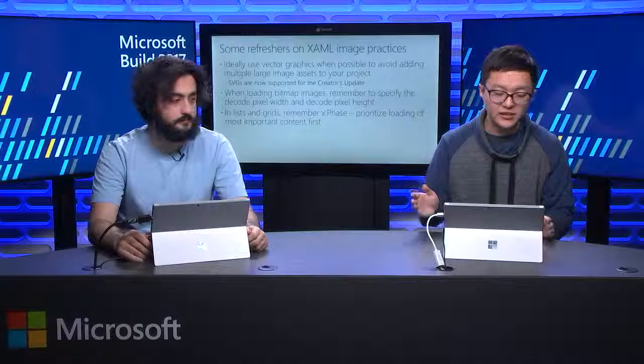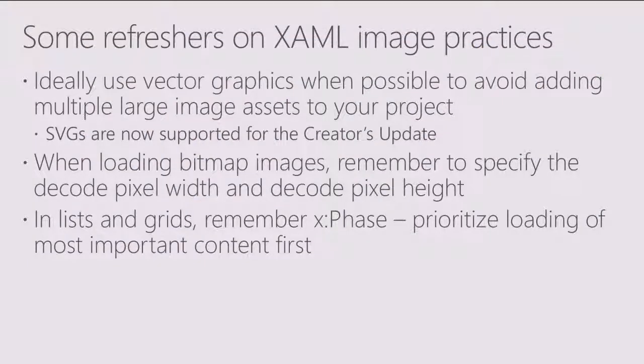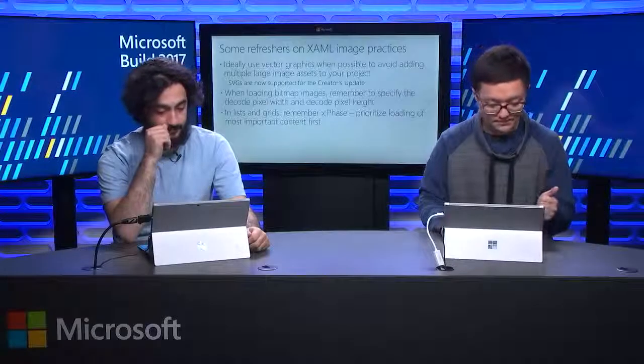And then finally, this is just a reminder of previous features that we've added, but when you're using lists and grids, remember x:Phase. You want to prioritize loading of the most important content first. So x:Phase, x:Bind can be used in conjunction with everything that we've mentioned before in this talk, and that we're going to be mentioning throughout the rest of this talk. And so remember to use x:Phase.